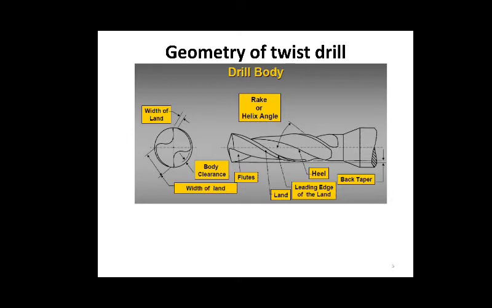Now next we will see the geometry of the twist drill. Here you can see the drill body. A twist drill is made up of three components: first shank, second body, third drill point. Next we'll see the nomenclature of the drill.